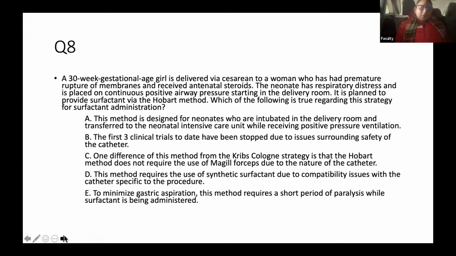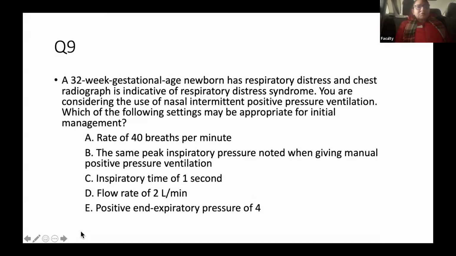The 9th question. A 32-week gestational age newborn has respiratory distress and chest x-ray is indicative of respiratory distress syndrome. You are considering the use of nasal intermittent positive pressure ventilation. Which of the following settings may be appropriate for initial management? A respiratory rate of 40 per minute, the same peak inspiratory pressure noted when giving manual positive pressure ventilation, inspiratory time of 1 second, flow rate of 2 liters per minute, and positive end expiratory pressure of 4.